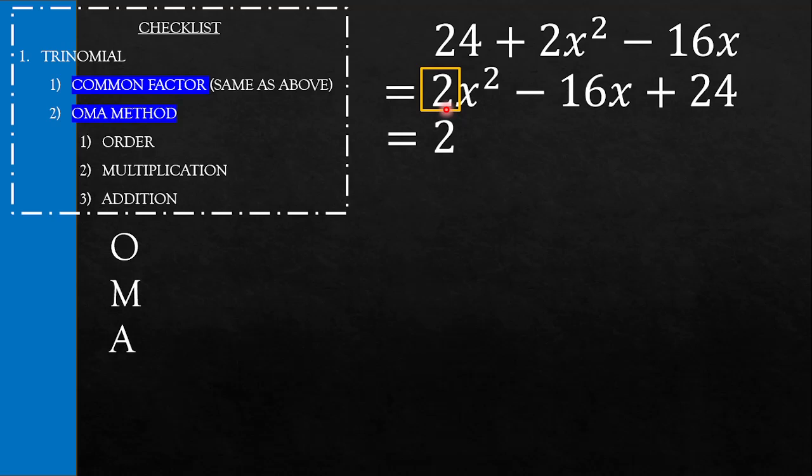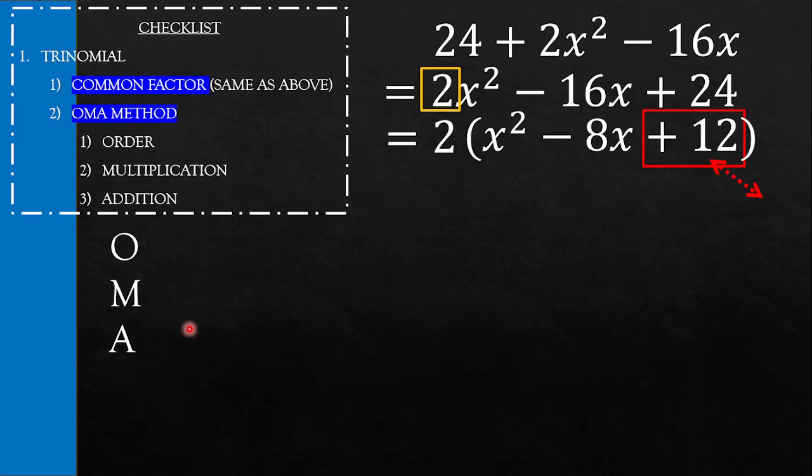I'm also seeing that if I look at the variables, x squared and x, there's no variable on the back. So we have no common variable here. So what I would just do is divide by 2 across all the terms, and I would get this factorized trinomial. Now, I can see that A is 1, which means I can do Omar.